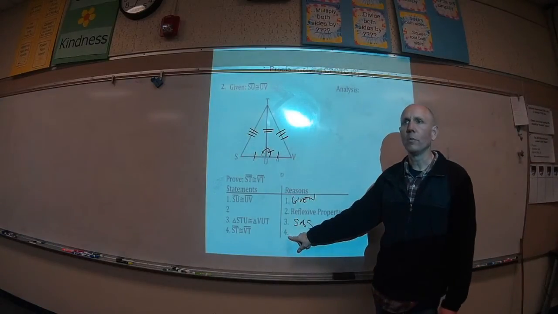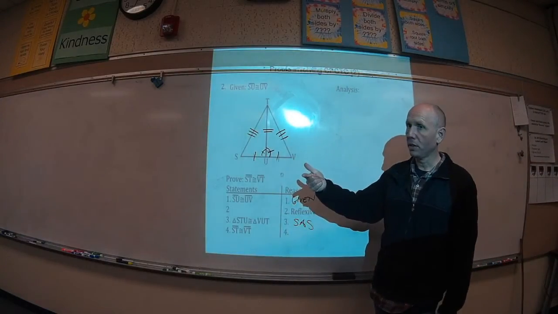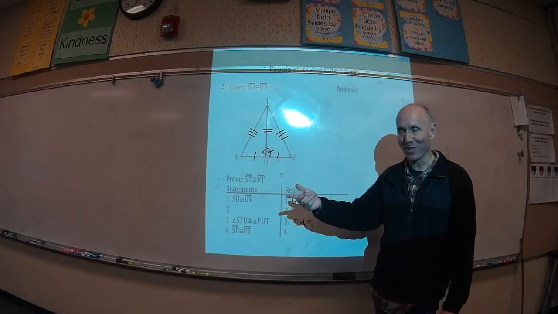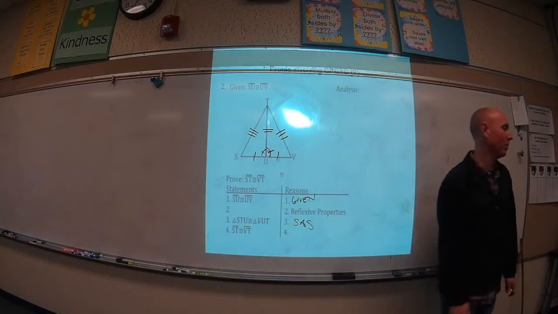We know the segments are congruent because corresponding parts of congruent triangles are congruent.